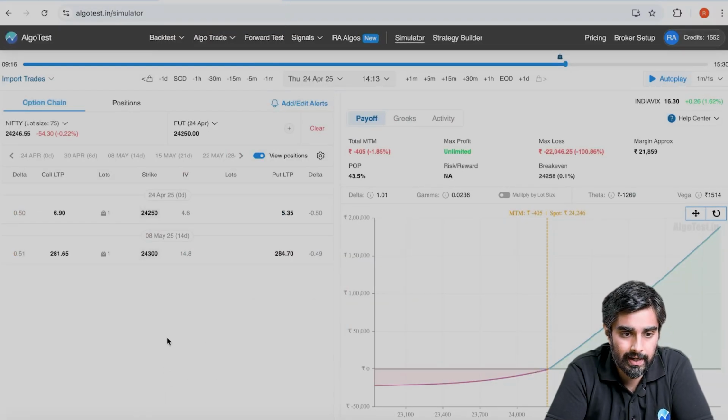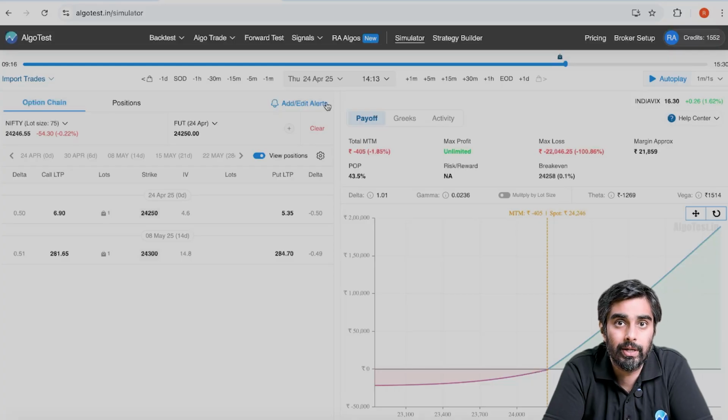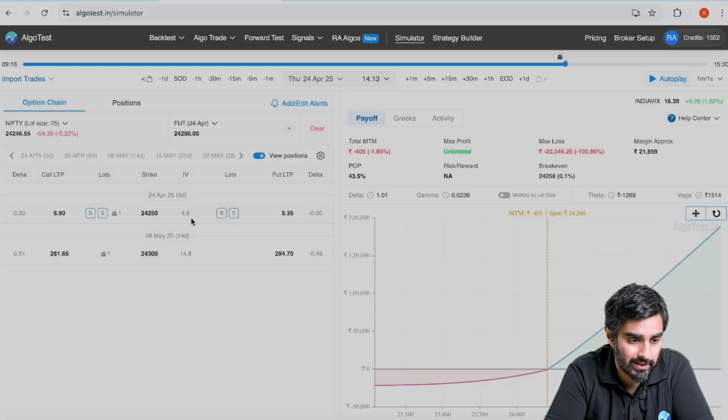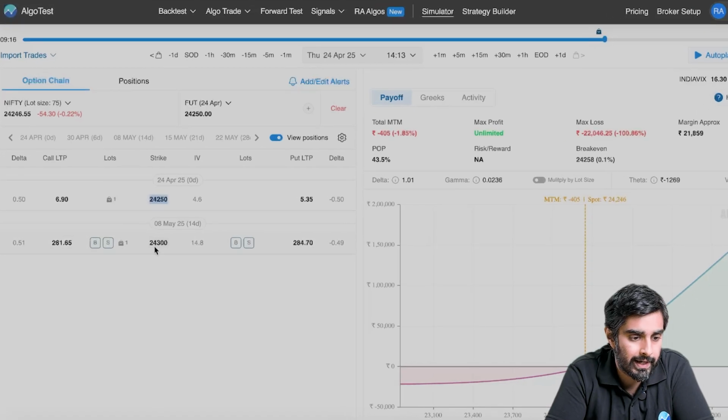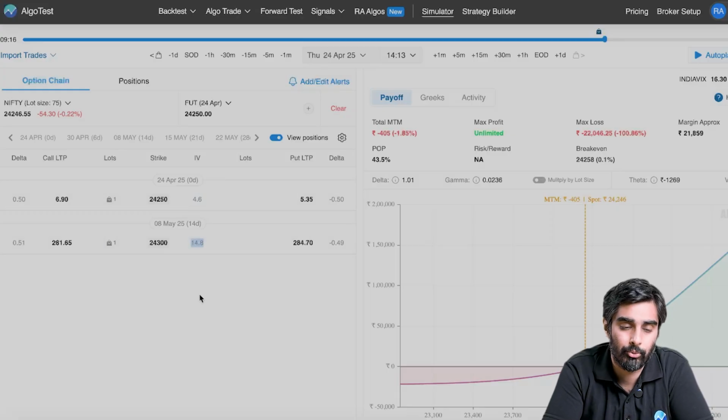Here, guys, I've used the simulator to go back to 24th April 2025, which is expiry for Nifty, and I've taken this trade at around 2 p.m. What I've done is I've essentially bought two calls, one the 24250 call, which is expiring in a few minutes, and I bought the 24300 call, which is going to expire in 14 days. So notice their IVs, guys. This has an IV of 4.6 and this has an IV of 14.8, right?